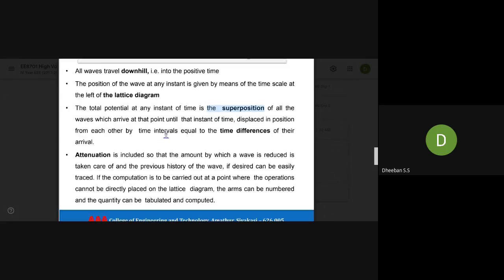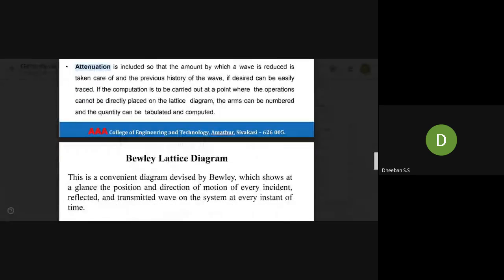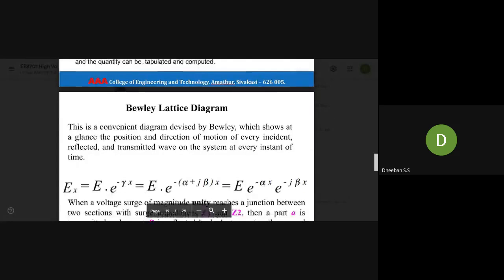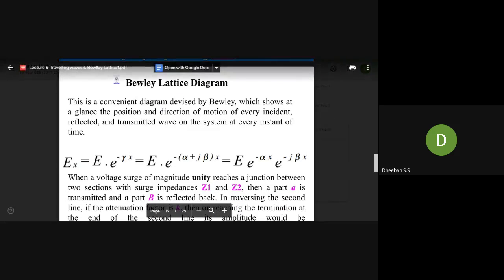The next thing is they will be including the noises also. Attenuation refers to the noises or some kind of losses. Next is the Bewley lattice diagram. This is a very important question, but it is based upon the traveling waves only, which is why the previous slides were covered.